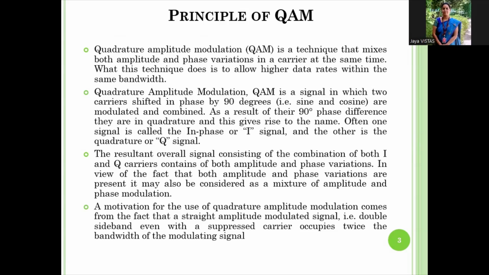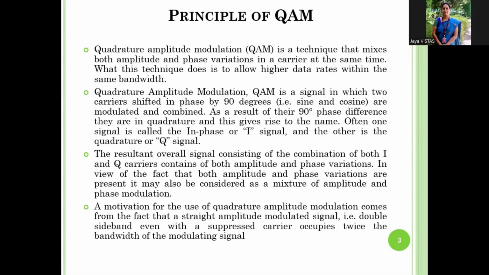Quadrature amplitude modulation is a signal that has two carriers shifted by 90 degrees, a sine wave and a cosine wave, which are modulated and combined. As a result of the 90 degree phase difference, they are in quadrature. Often one signal is called the in-phase or I signal, and the other is the quadrature or Q signal. The resultant overall signal consists of the combination of both I and Q carriers.